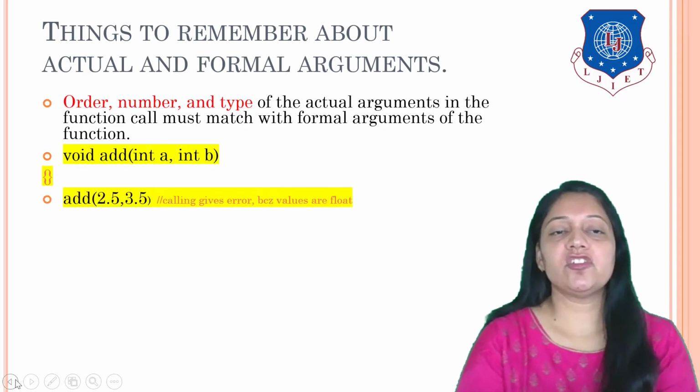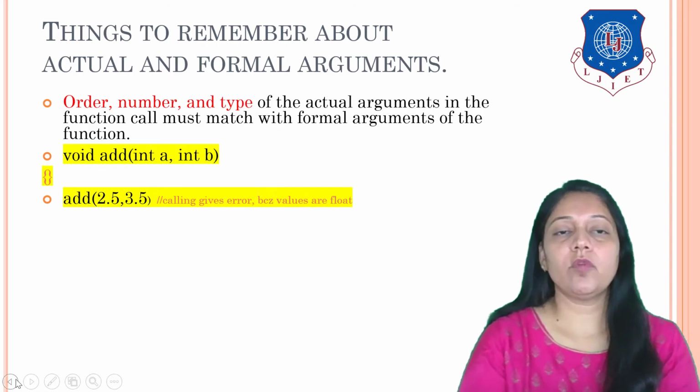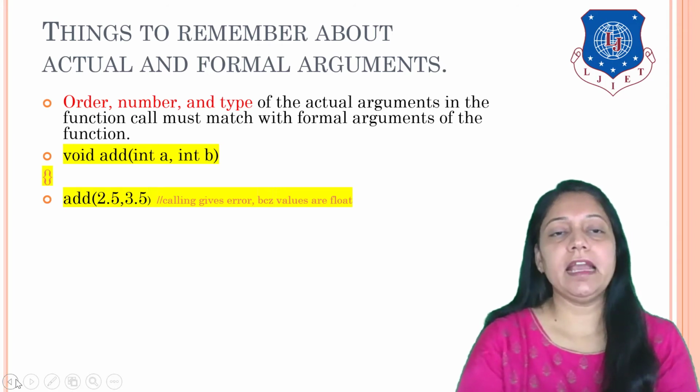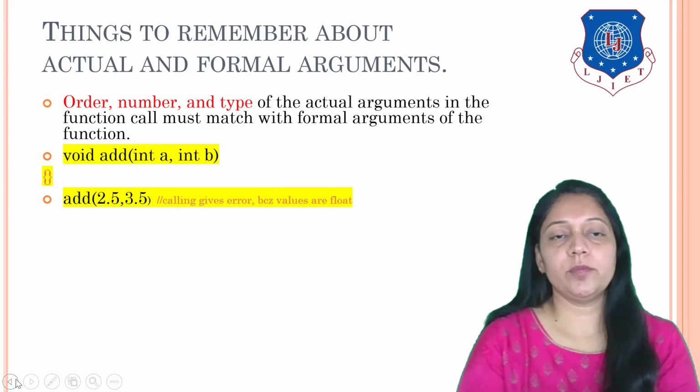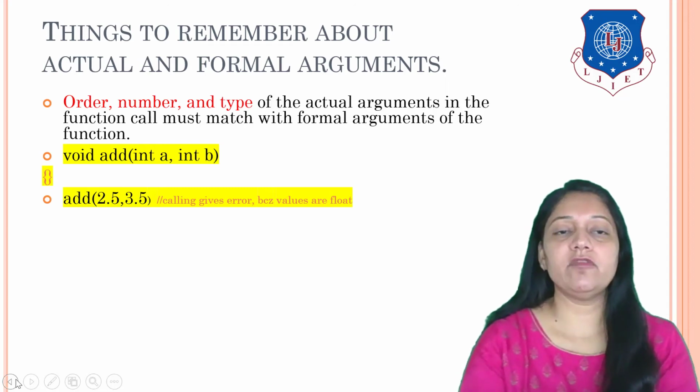If you are calling this function as add(2.5, 3.5), when I am calling the function I am passing float values. But what is actually required by the definition of the function is that both should be integer values. So this will give me an error, meaning there is a data type mismatch between the formal and the actual arguments. 2.5 and 3.5 are my actual arguments. a and b are my formal arguments. So this will result in an error.